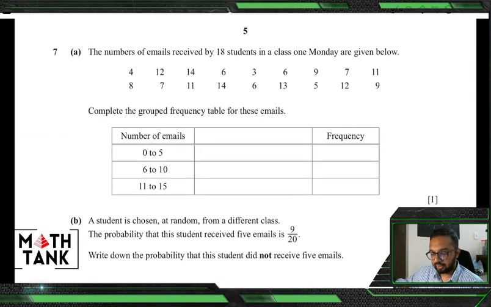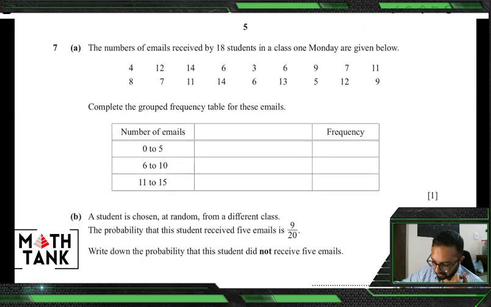Okay, moving on. The number of emails received by 18 students in a class one Monday are given below. Complete the frequency table for these emails. So you see what I have is classes. So I need to classify all of these into classes. This column is left empty for tally marks. I hope everybody understands what tally marks are. When you see a number, let's say you see 4, you know what category it falls into. It falls into the first category, so you write it there.